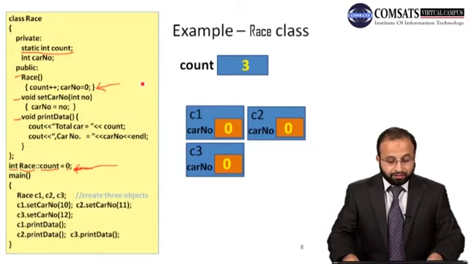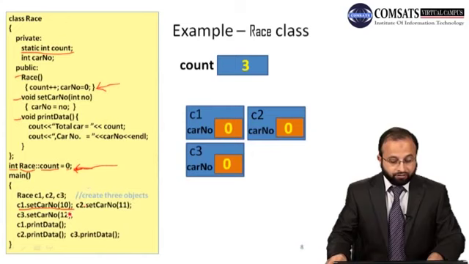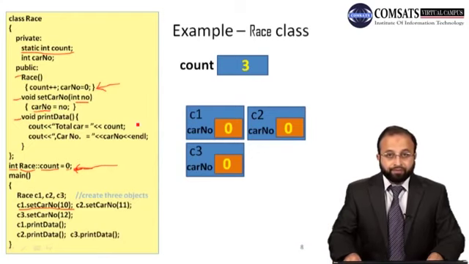Now the next statement is C1 dot set car number. So you are calling the set car number function, passing it a value 10, and you are initializing the private data member of the invoking object with that value. So 10 will be assigned to the private data member car number of the object C1, right?